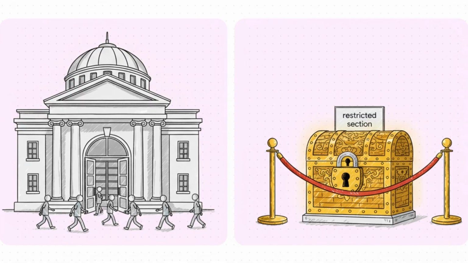But then on the complete other end of the spectrum, you have private. This is like the library's restricted section, super exclusive. Only code inside that exact same class can get to it. And there's a really good reason this is often the default. When you keep things private, you can go in and change how a class works on the inside, and you won't break anything else that depends on it. Honestly, it's one of the biggest secrets to writing software that doesn't become a nightmare to maintain.